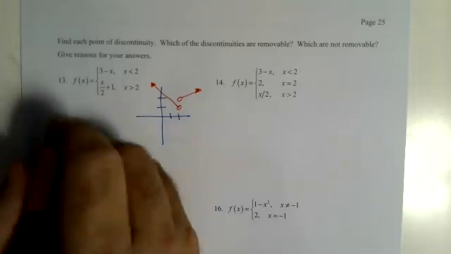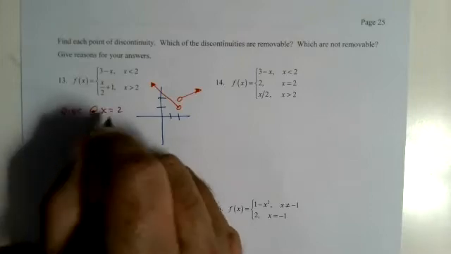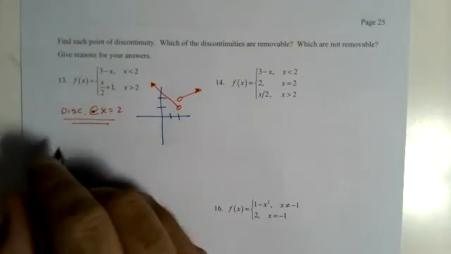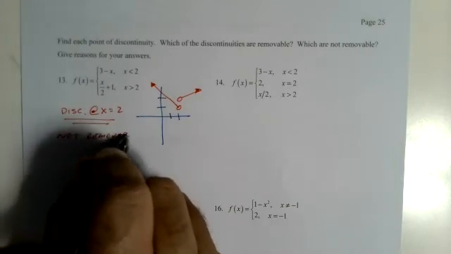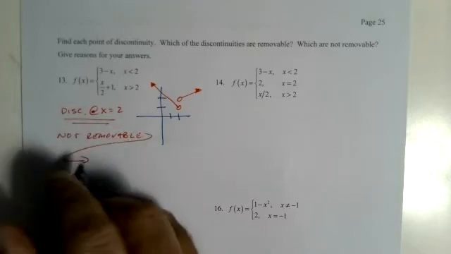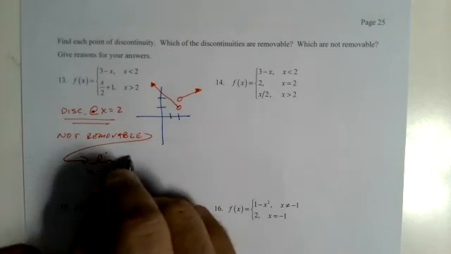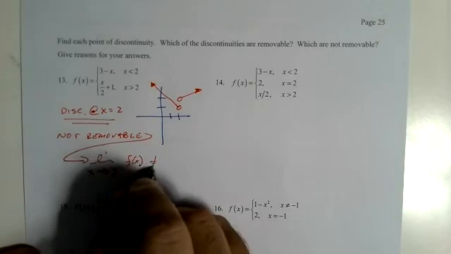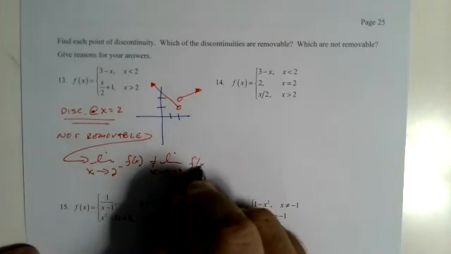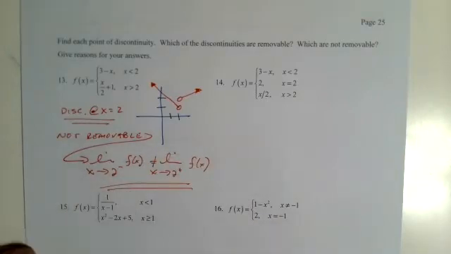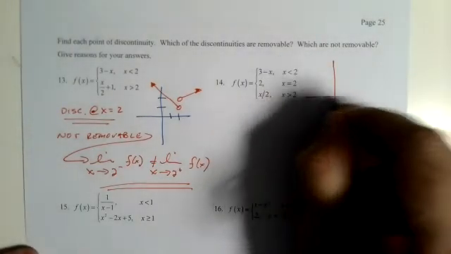And let's go with discontinuity at x equals 2 and not removable. Because the limit as x approaches 2 from the negative side of f of x does not equal the limit as x approaches 2 from the positive side of f of x. It's cool writing that. Really makes me feel like I'm a tough guy. All right, 14.